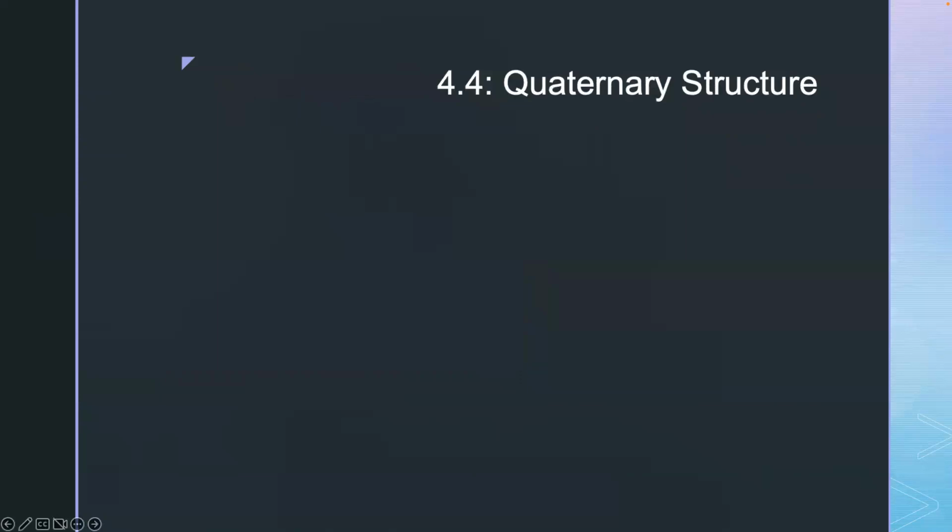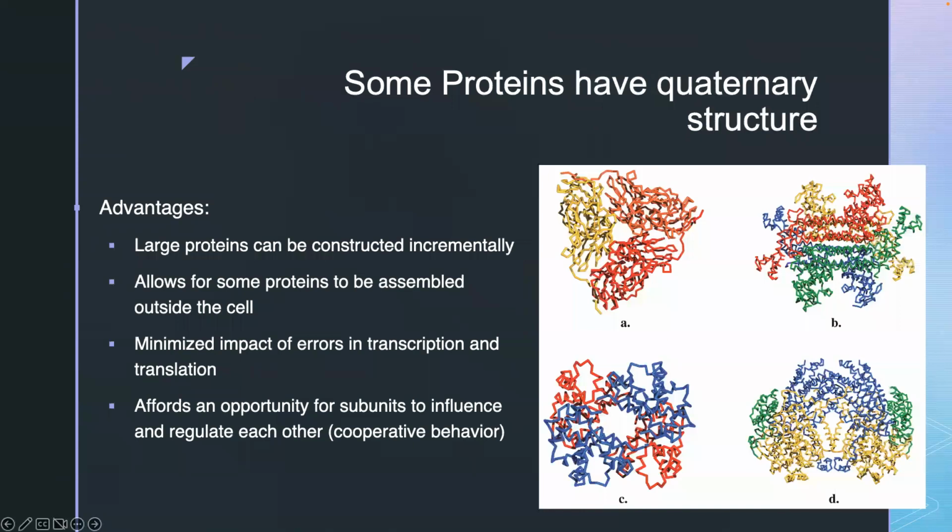And then finally, you can have quaternary structure, which again, not all proteins have, but large proteins can actually be constructed in increments. And so I like to think of these as Lego blocks. You can have multiple Lego blocks that build one protein. And so this allows for some proteins to be assembled outside of the cell. Having a quaternary structure can help minimize the impact of errors in transcription and translation, because again, you have these multiple subunits that are acting together.